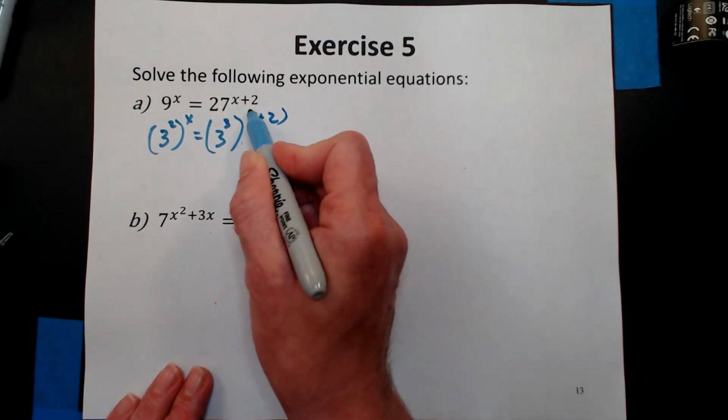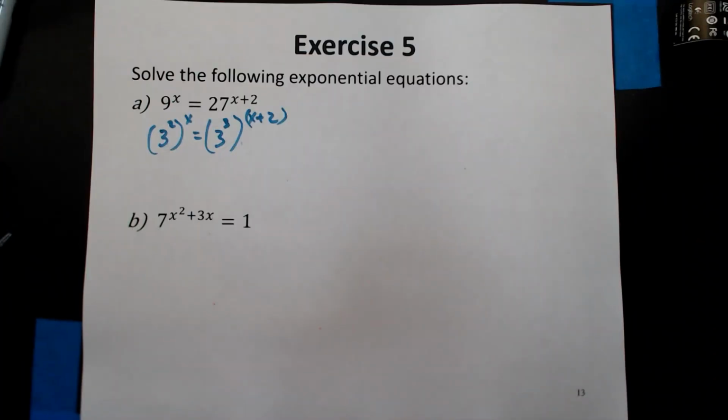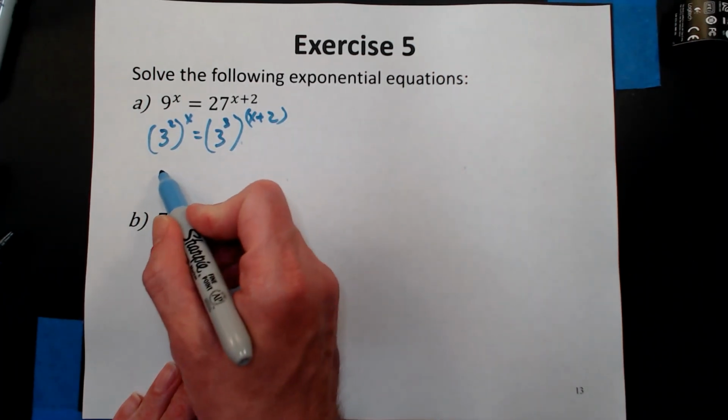It's really important that you put this x plus 2 in parentheses, because that power, 3 to the third power, is it doing the focus thing? Or not. I need a better camera.